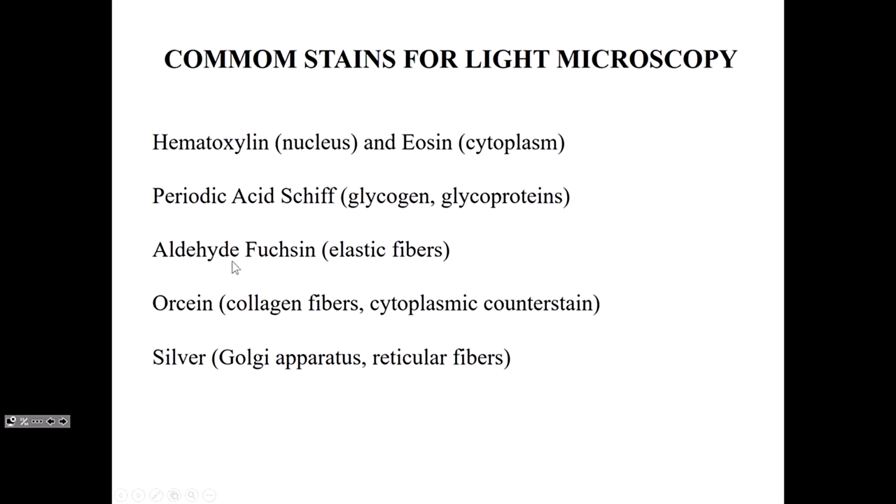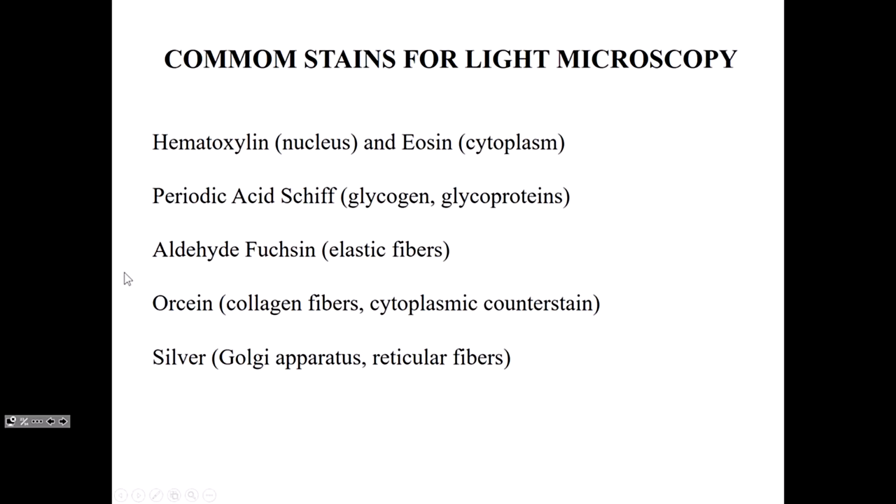There's also aldehyde fuchsin, which will stain elastic fibers. So when we talk about connective tissue, I may discuss aldehyde fuchsin staining of elastic fibers. We also have an azan stain, which will stain collagen fibers and is sometimes used as a cytoplasmic counterstain. And then we also have silver-based stains, argyrophilic. These will stain reticular fibers, which is a type of collagen fiber, and also the Golgi apparatus for some weird reason. So these five stains are the common stains that we may mention a particular light microscopic tissue has been stained with.